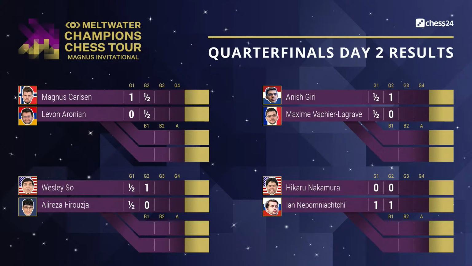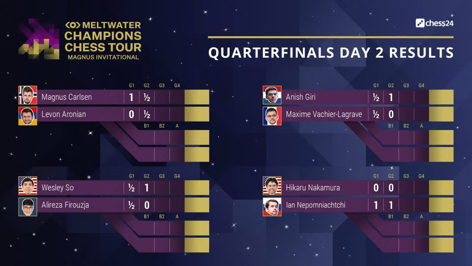For this bracket to go into the playoffs, Levon needs to win the next 2 games. Wesley saw Ali Reza. Ali Reza is also in a similar situation where he doesn't only trail today's match, but also the first set that he lost, which means that Ali Reza also needs to win the next 2 games against Wesley So to force a playoff.